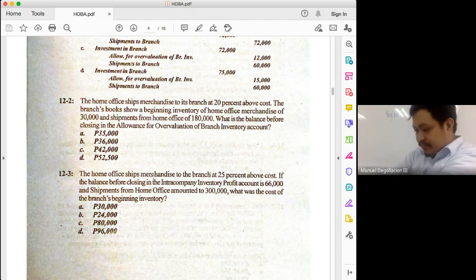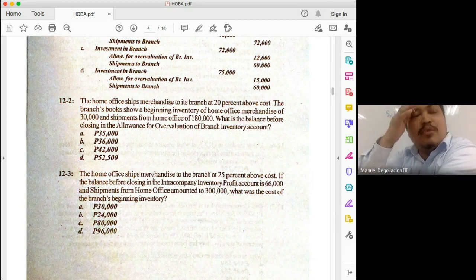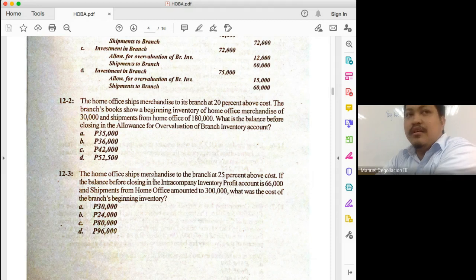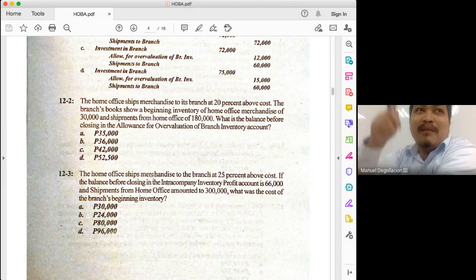Again, I would just want to emphasize this one. Markup on your TIGAS minus markup on your ending will give you your markup on your cost of goods sold. And class, the problem will just circle around these concepts.